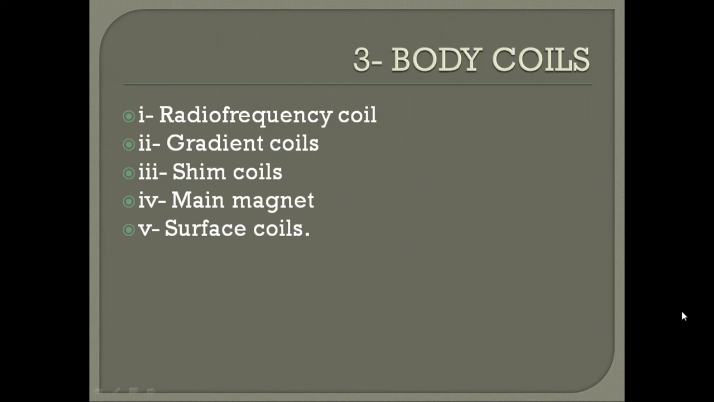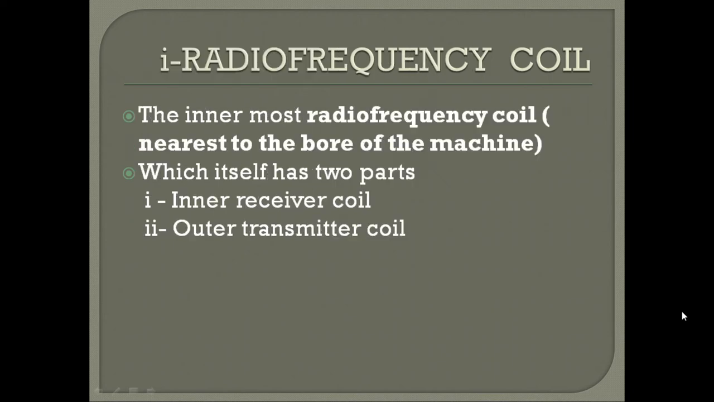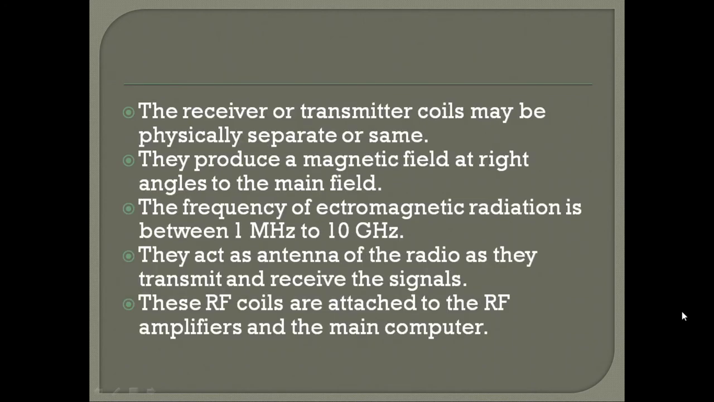Now we'll talk about the body coils. There is a radio frequency coil, the gradient coil, shim coil, main magnet, and surface coils. The innermost coil is the radio frequency coil, which is nearest to the bore of the machine. Itself, it has two parts, the inner receiver coil and the outer transmitter coil. The receiver or transmitter coils may be physically separate or the same.